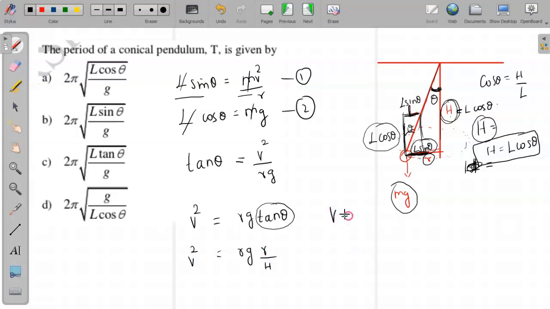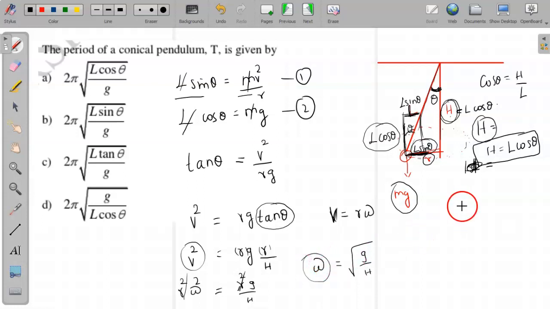Okay, now we know the formula of speed in circular motion, linear velocity r omega. We can plug in here. So r square omega square is equal to r square g divided by h. r square is cancelled, and I take a square root both sides, so it will be omega equal to square root g by h. Now this is angular velocity.